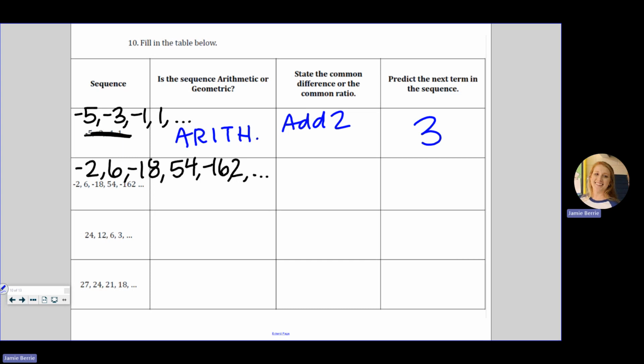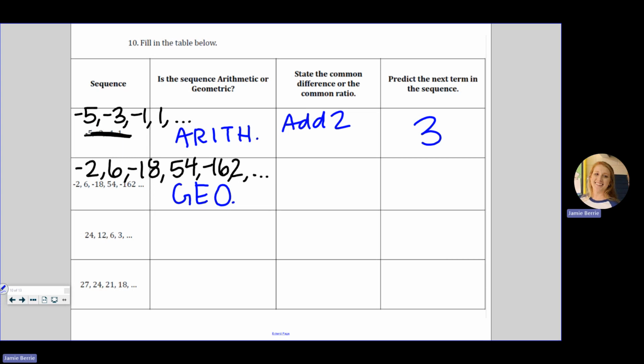All right, the next one: -2, 6, -18, 54, -162. Anytime you see that change in sign, where it's negative, positive, you can guarantee that's going to be geometric. You must be multiplying by a negative number in order to get that alternating positive and negative. So that must be geometric. Geometric sequences, that's where you multiply or divide by the same amount each time. What are we multiplying by here?